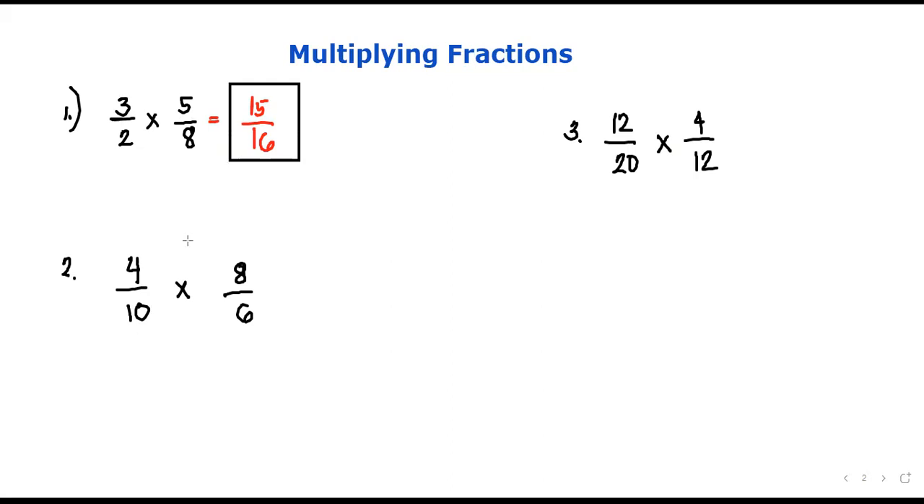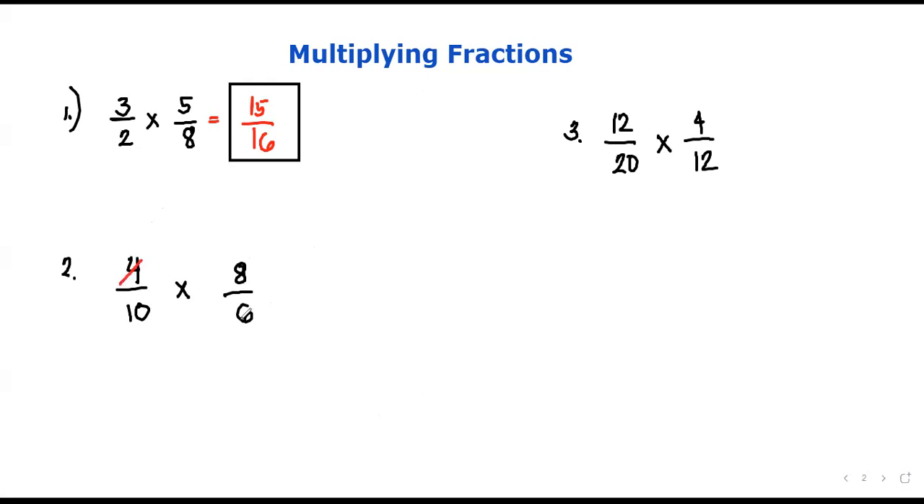Next, for number two, we have 4/10 times 8/6. Now we have the so-called cancellation method. We can cancel out a numerator and a denominator. With this, we can pair 4 and 10, or 4 and 6, or 8 and 6, or 8 and 10. You can cancel out just like how you simplify fractions.